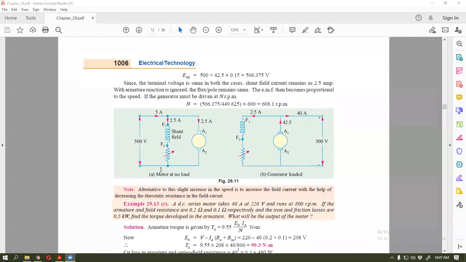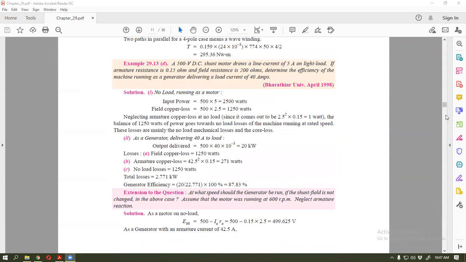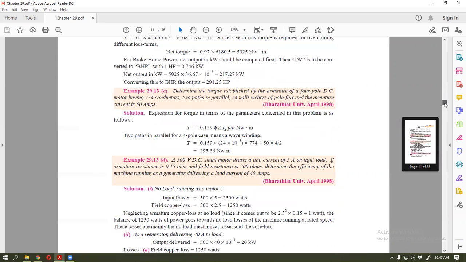Okay, so motor. The main part, motor torque, is already finished. Motor losses: you know that motor loss and generator loss are the same. There are three types of losses. One is the copper loss, another is core loss or iron loss, and the third is the mechanical loss or friction loss.